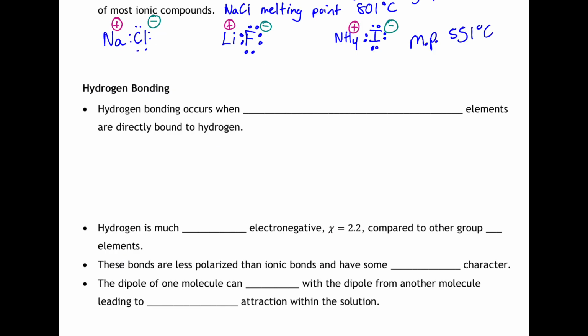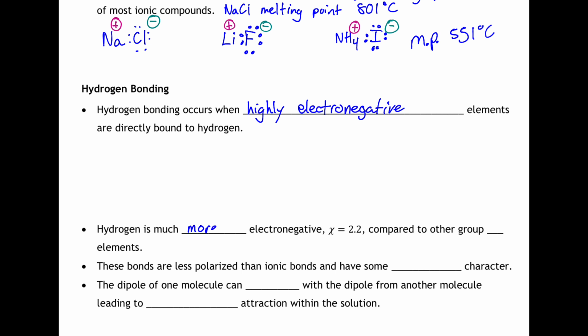Pause. Okay. The next interaction is a little less. It's called hydrogen bonding. And it occurs when highly electronegative elements are directly bonded to hydrogen. So when we get our really highly electronegative elements bonded with hydrogen, they're so imbalanced that they actually create a decent amount of charge. So hydrogen is much more electronegative than others.